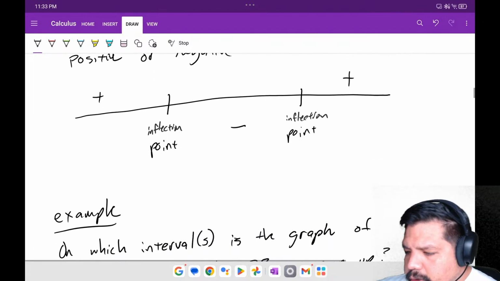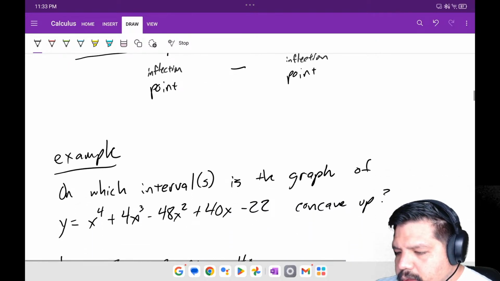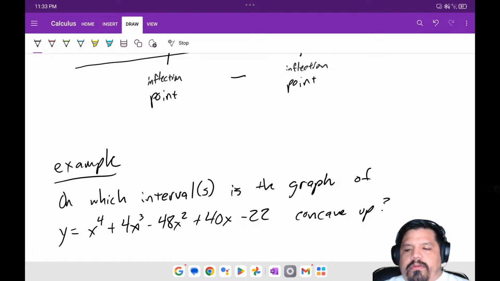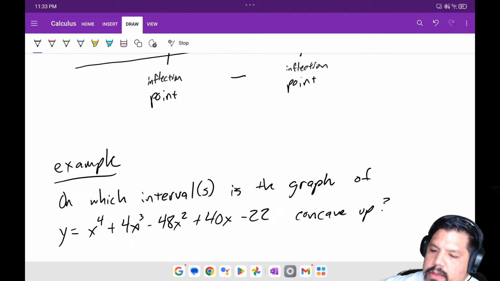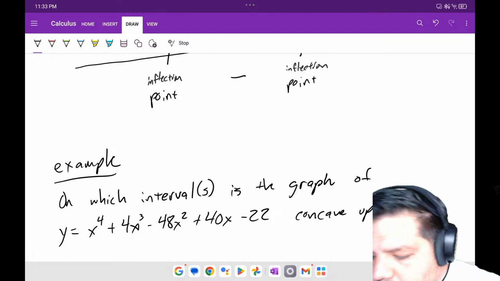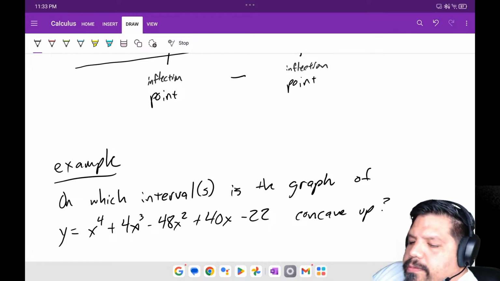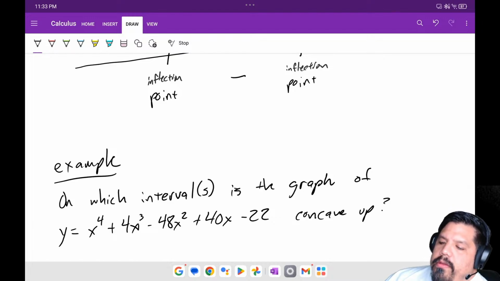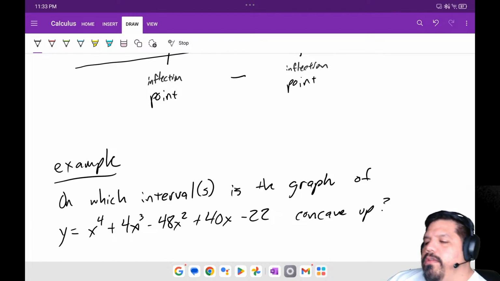Okay, so let's look at an example here. As you notice, we've got this function with the fourth degree: x to the fourth plus 4x to the third, minus 48x squared plus 40x minus 22, and we just want to know which interval or intervals is the graph of this function concave up.